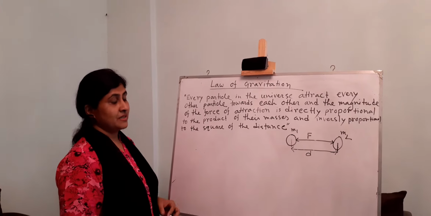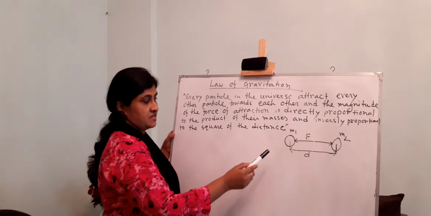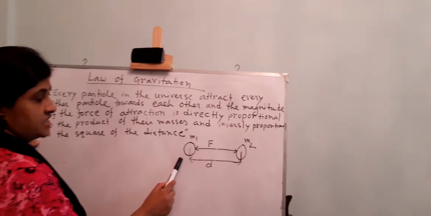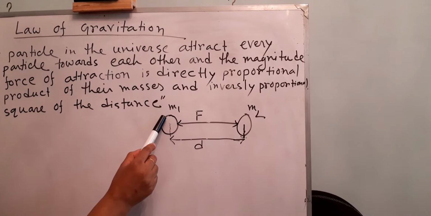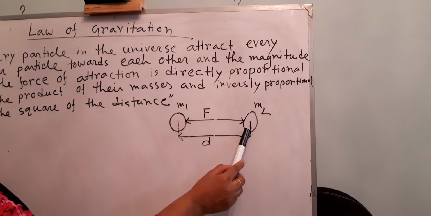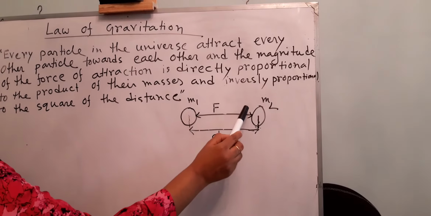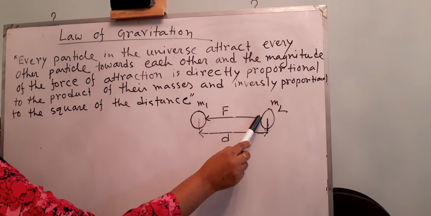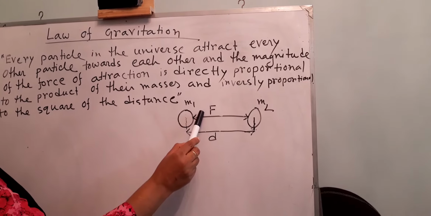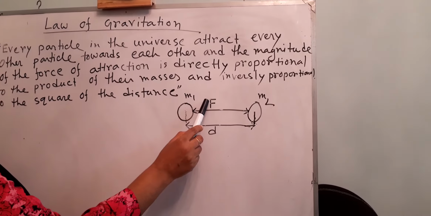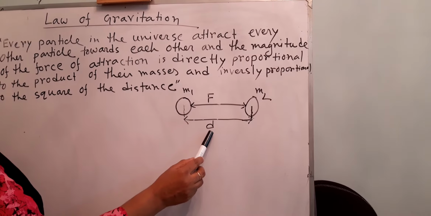Now I can mathematically deduce this law. Before that, I draw one picture here. There are two objects. Suppose one object is m1, mass of the object, and another one is m2, mass of the object. Between the two objects, according to the law of gravitation, there will be attraction. The attraction force is F, introduced by capital F, and the distance between the two objects is d.